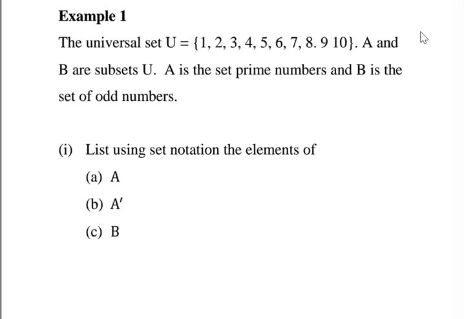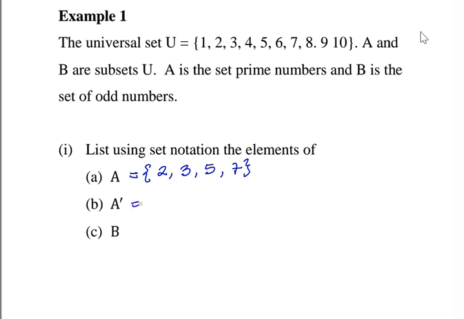So the first thing we're asked to do is list, using set notation, the elements of A. Remember that A is the set of prime numbers. So the set of prime numbers less than 10 are 2, 3, 5, and 7. Those are the elements of set A.